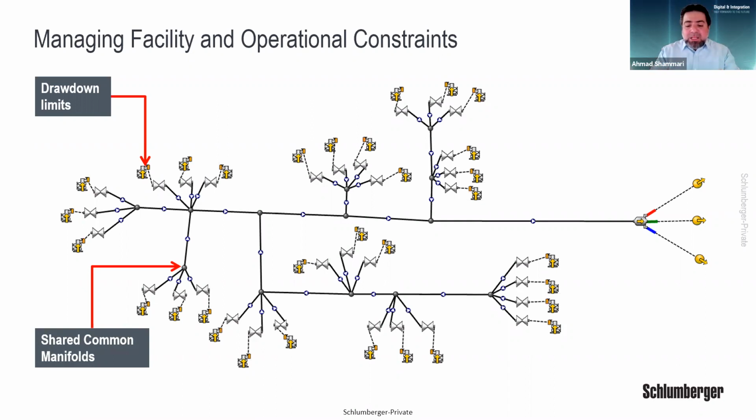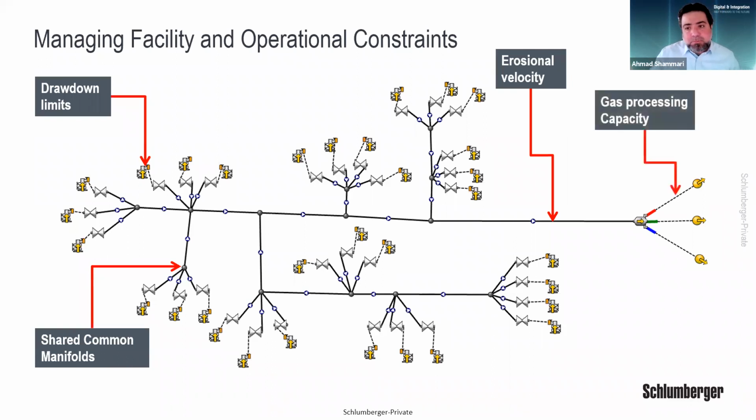Okay, let's say the manifold itself can handle a certain production flow rate, so you don't want to exceed that. You have the erosional velocity. If the production is very high and the pipeline is not big enough, I will start having erosion in my pipeline, which is a major problem.